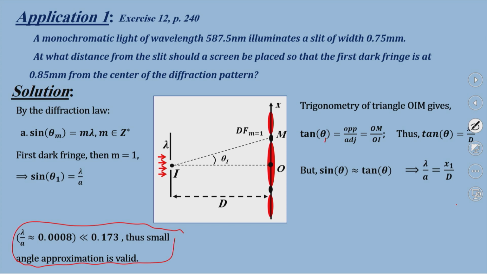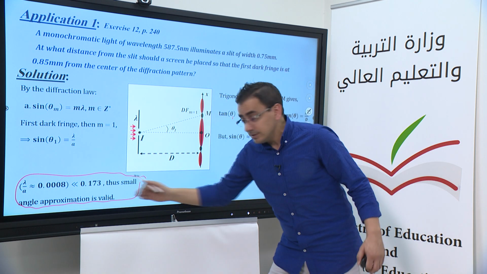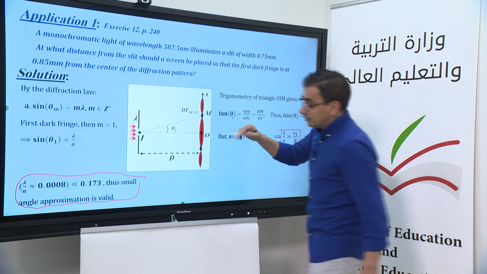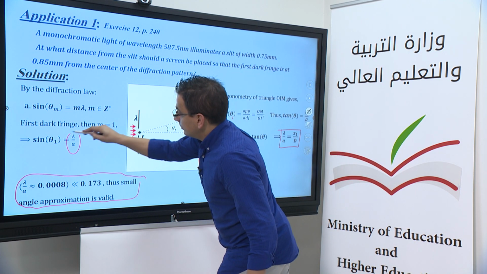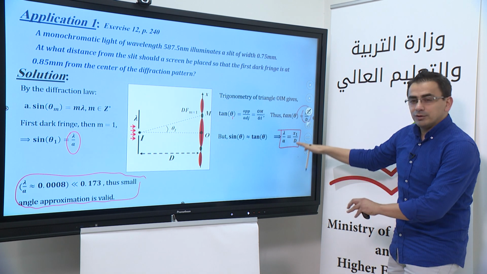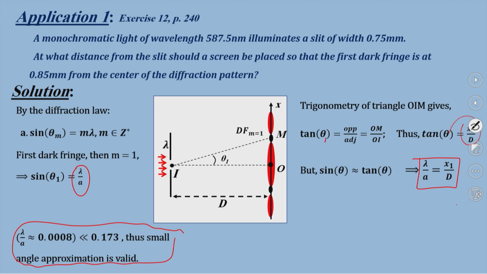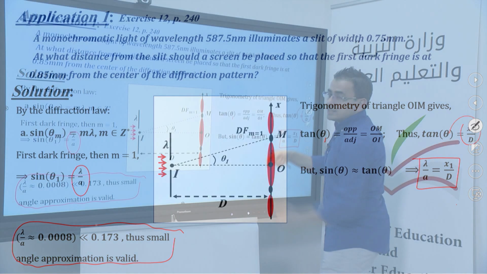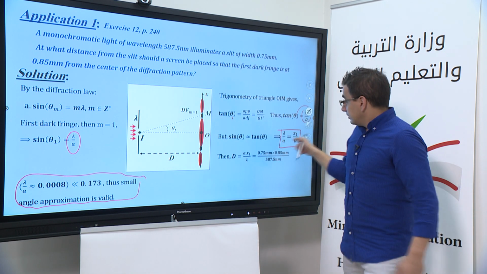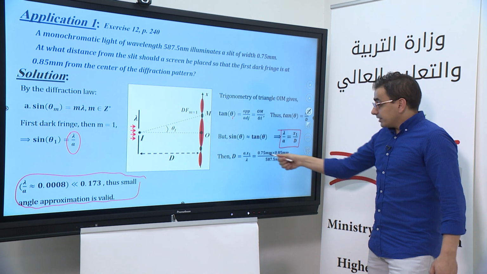But since sine theta is almost equal to theta because we are dealing with small angles, we can say that lambda over a is equal to x over D, so I will replace it down. Setting the small angle approximation before this, or reordering these, is fine. Now, regrouping this equation, D equals a x1 over lambda, replacing values.